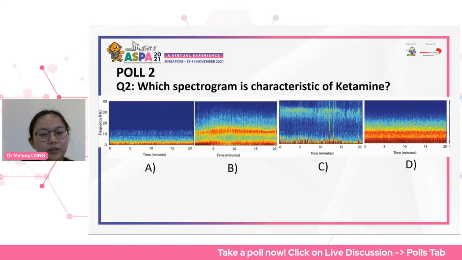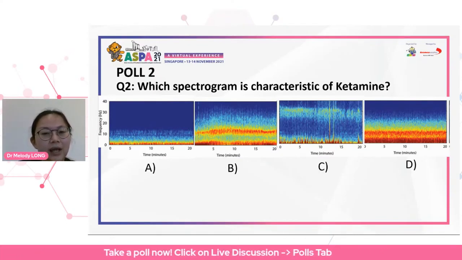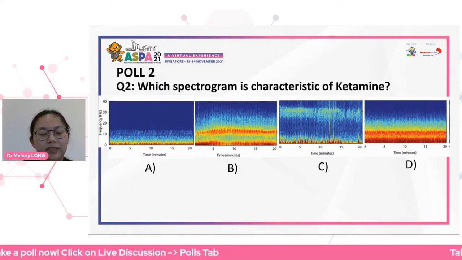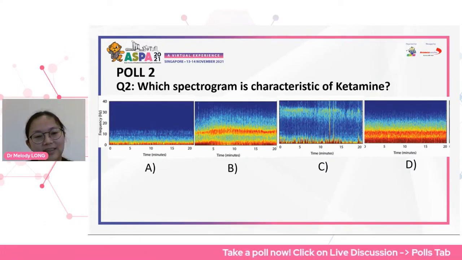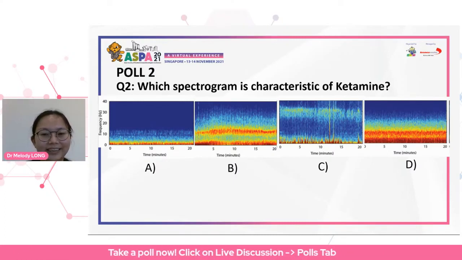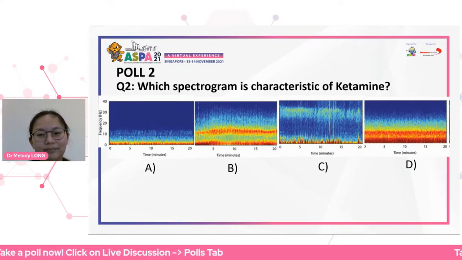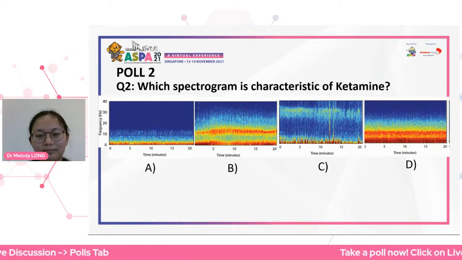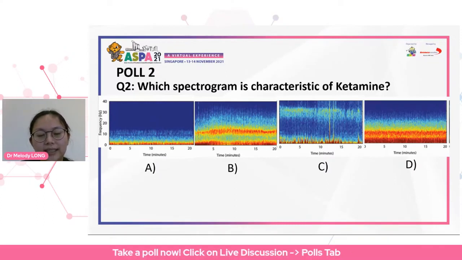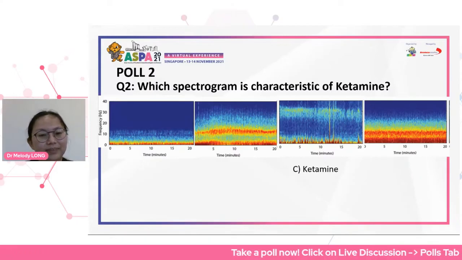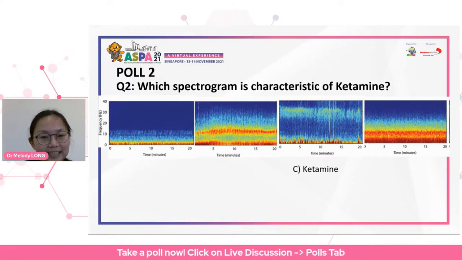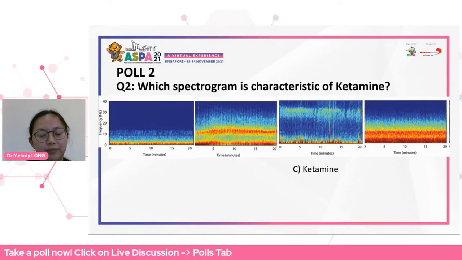All right, now shall we move on to the second question? Which spectrogram is characteristic of ketamine? Is it A, B, C, or D? I'll give you some time to put in your answers. All right, so for question 2, 60% have chosen B, while 40% have chosen C. Shall we see the answers to see if you're right? All right, so for this, C is the one which is characteristic of ketamine.